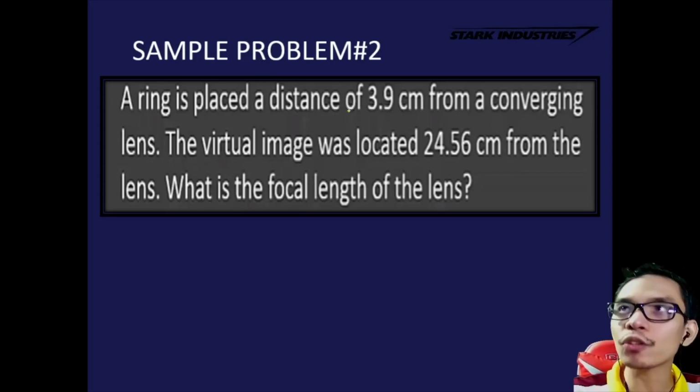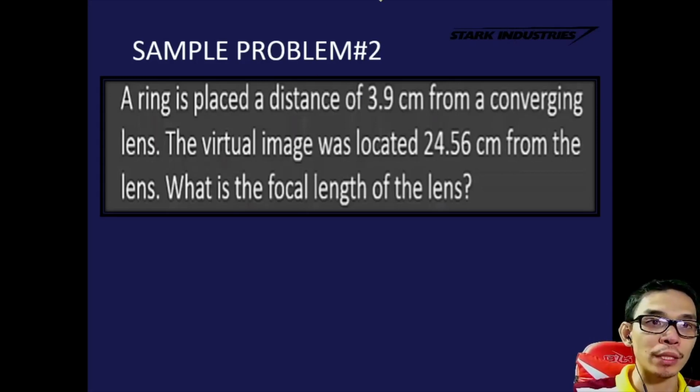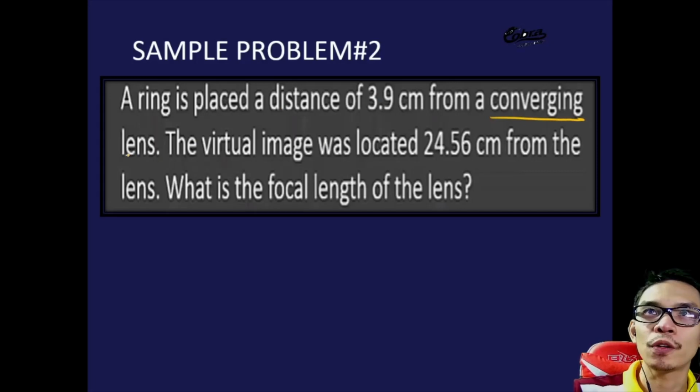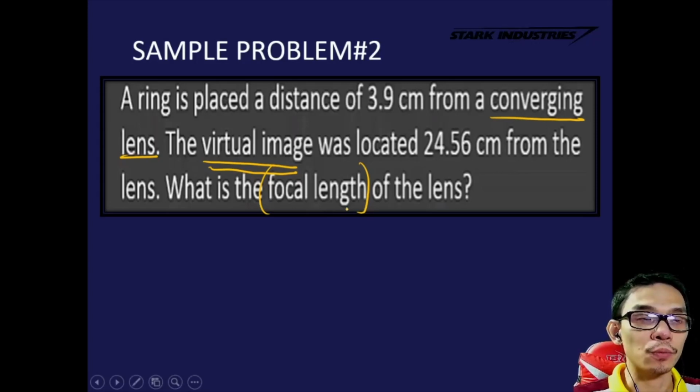First thing to do is to find out what kind of mirror and what kind of image is in the problem. We have here the converging lens, so take note of that. And also we have the virtual image. We are asked to find out what is the focal length.